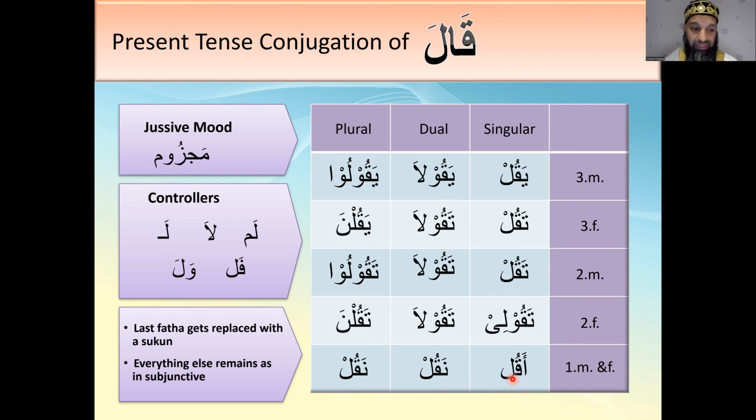In the present tense, what happens is that in majzoom, you have to make a further adjustment. And you don't have to learn them all, just learn the masculine, singular, plural, third person, second person, and first person. That's it. And now look. Let's just do the command form. We do the command form and have a break.